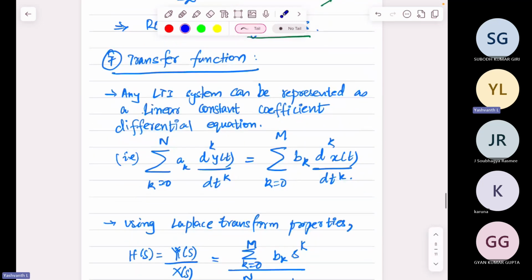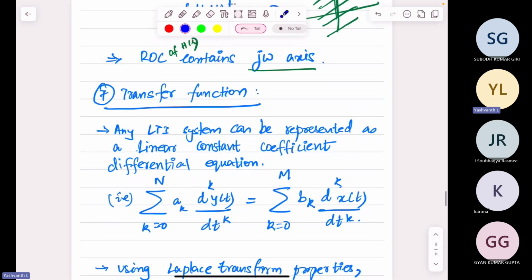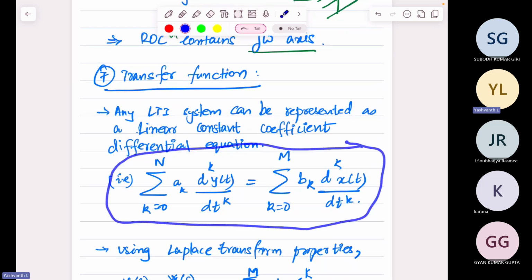Okay, and finally, how to find the characterizing input-output relation of an LTI system using Laplace transform. Recall that last time itself, we told that any LTI system can be represented as a linear constant coefficient differential equation. That is exactly whatever is written here.